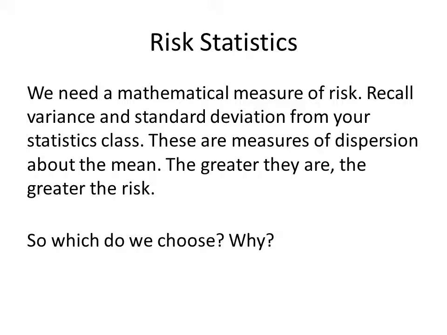If something is very narrowly distributed around its mean return, it's not very risky at all. But if there's a wide distribution of returns around that mean return, then that's a risky asset. And so we can use, therefore, either variance or standard deviation as our measure of risk. Now the question is, which one do we use? And the answer is standard deviation, and here's why.